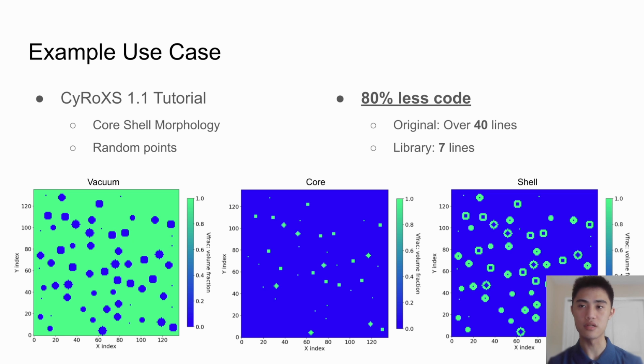The tutorial consisted of randomly placing a core shell morphology throughout a 128 by 128 by 32 voxel space. Using the library, the amount of needed written code was reduced by over 80%. The original was over 40 lines long, while the library needed only 7.